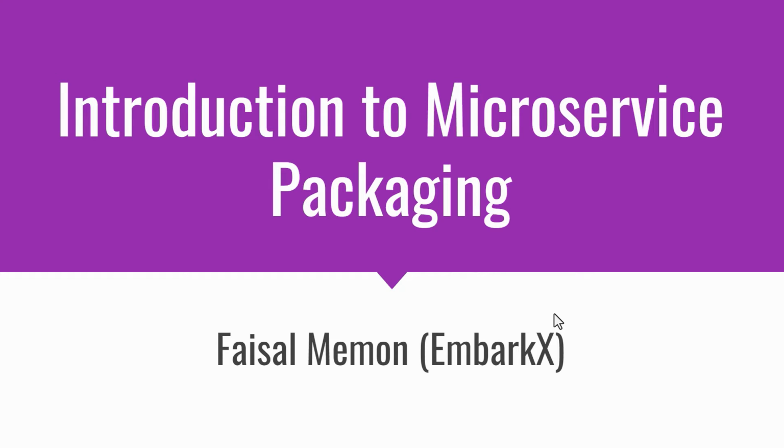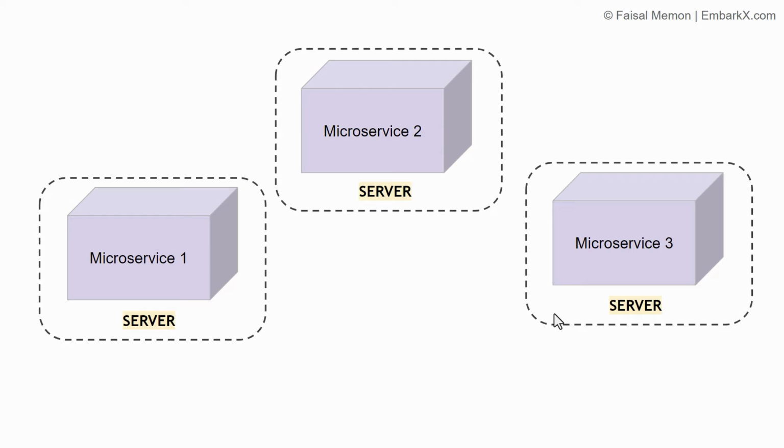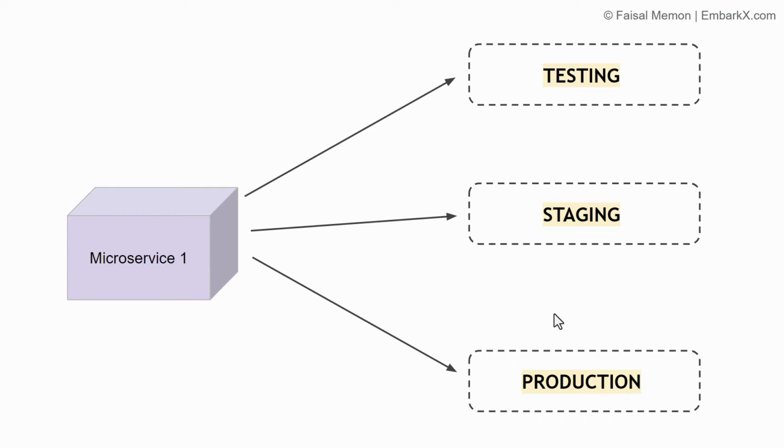Hello everyone, welcome back. So let us start talking about microservices packaging. We all know microservices is a style of architecture wherein we have a collection of small loosely coupled services. Each of these microservices is deployed on a separate server. It is developed separately, deployed and scaled independently as well. But how do we get these services from our development environment to a state where they can be easily deployed and executed in a variety of environments like testing, staging, and production? And this is where packaging comes into picture.